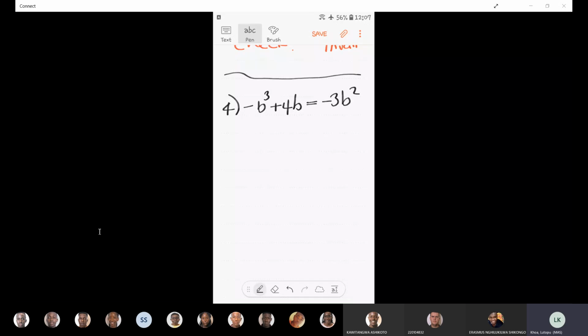Okay, this one should be very simple. So 2.5 minutes, I think that's enough. Minus b cubed plus 4b is equal to minus 3b squared. Can you solve this for b?